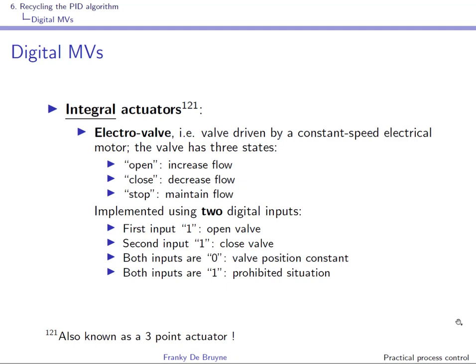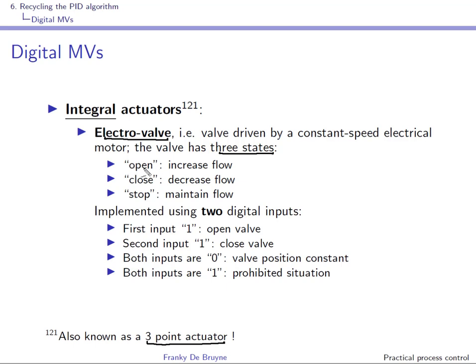Well, the next actuator that we'll consider is the integral type actuator. For the previous type of actuator, the proportional actuator, we had 2 states. Here we'll have 3 states, right? And this is why the integral actuator is also known as the 3-point actuator. An example is the electrovalve, right? It's a valve that is driven by a constant speed motor. So the 3 states are open, right?